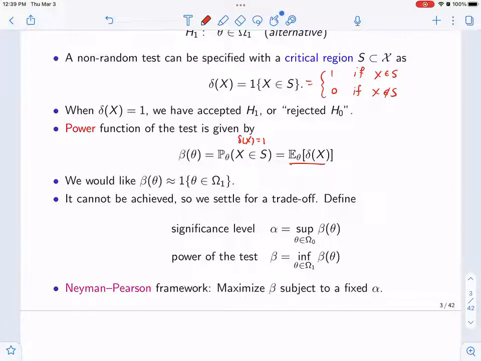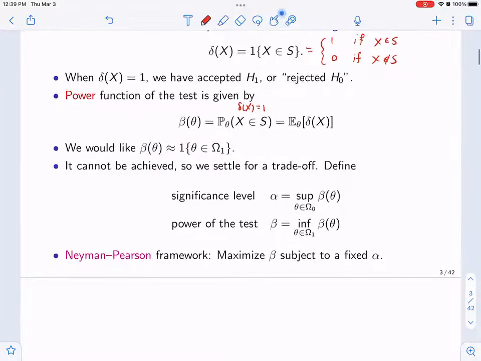So what is an ideal power function? It is one which is exactly 1 when the parameter is under the alternative, and exactly 0 when you're under the null. In practice, this can't happen unless you have a very simple, let's say, noiseless problem. So you want to approximate this. The indicator of theta belonging to omega 1 is the ideal power function. So you want to try to approximate that.